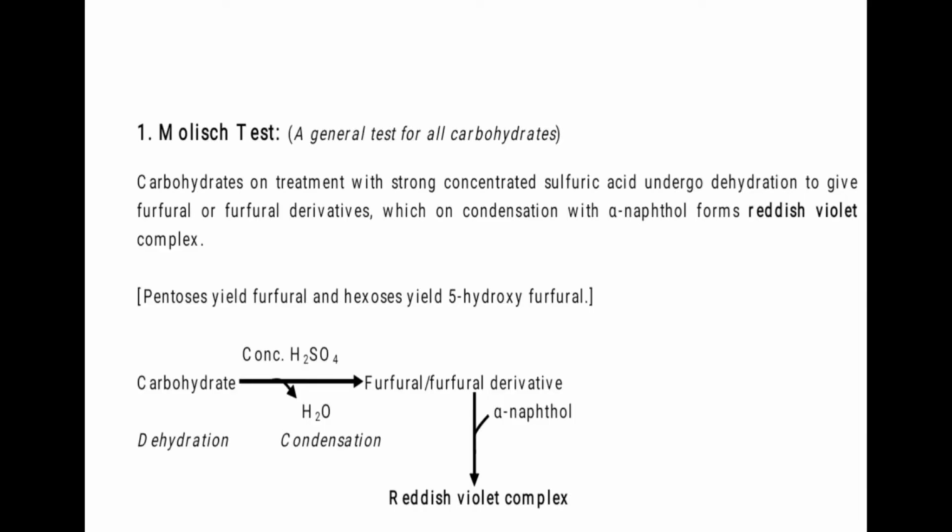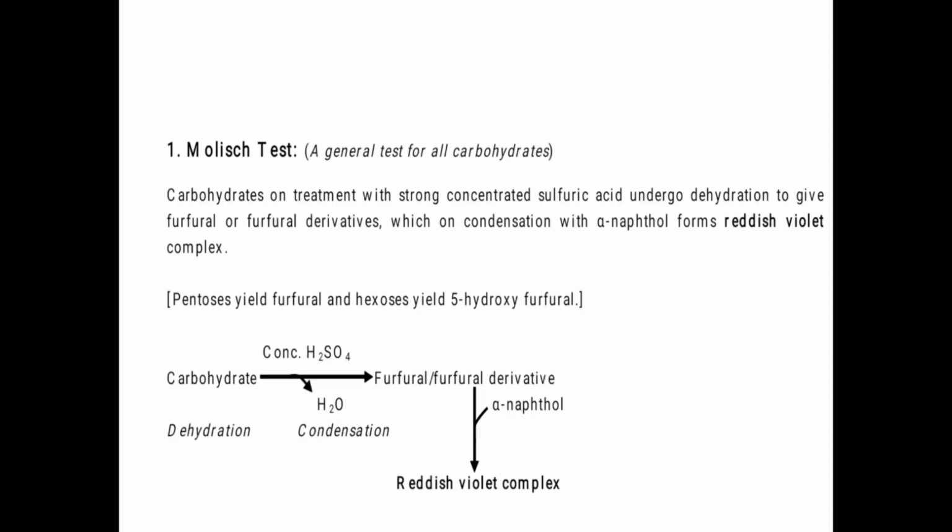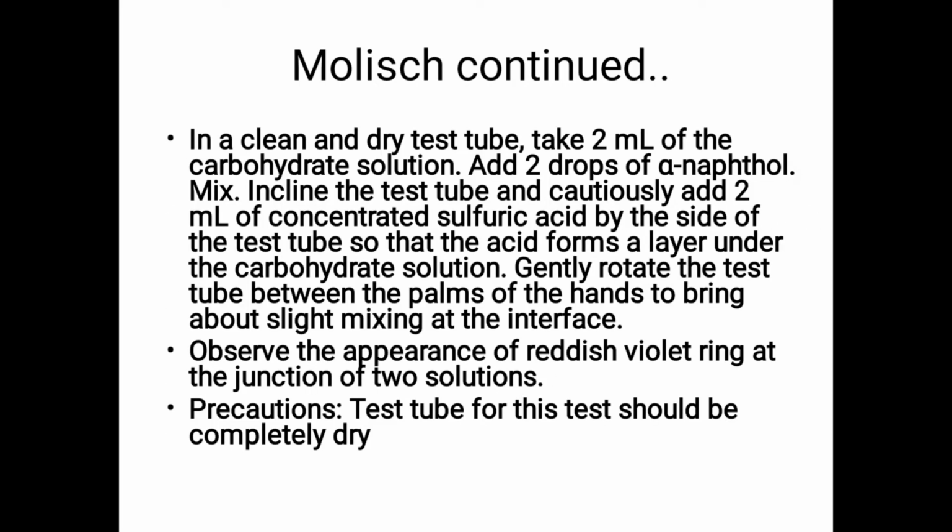As in first year, no need to worry too much, but you should know the importance of this test. The Molisch test is a general test for carbohydrates. How to perform it? Take 2 dry clean test tubes. In one, take 2 ml of carbohydrate solution, meaning sugar solution. Add 2 drops of alpha naphthol solution, with the stopper bottle we can add just 2 drops, and mix. Then incline the tube and cautiously add 2 ml of concentrated sulfuric acid by the side of the test tube, so that the acid forms a layer under the carbohydrate solution.